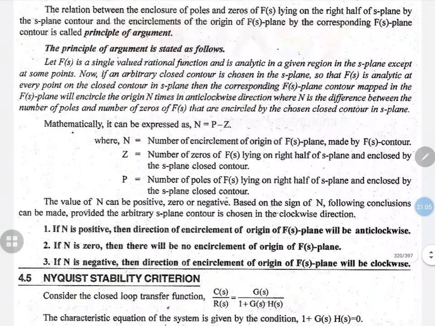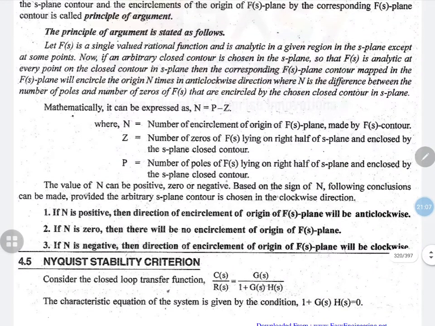So the principle of argument is stated by this big definition. Let f(s) be a single valued rational function that is analytic in a given region in the S-plane, except at some points. Analytic in the sense it is differentiable.